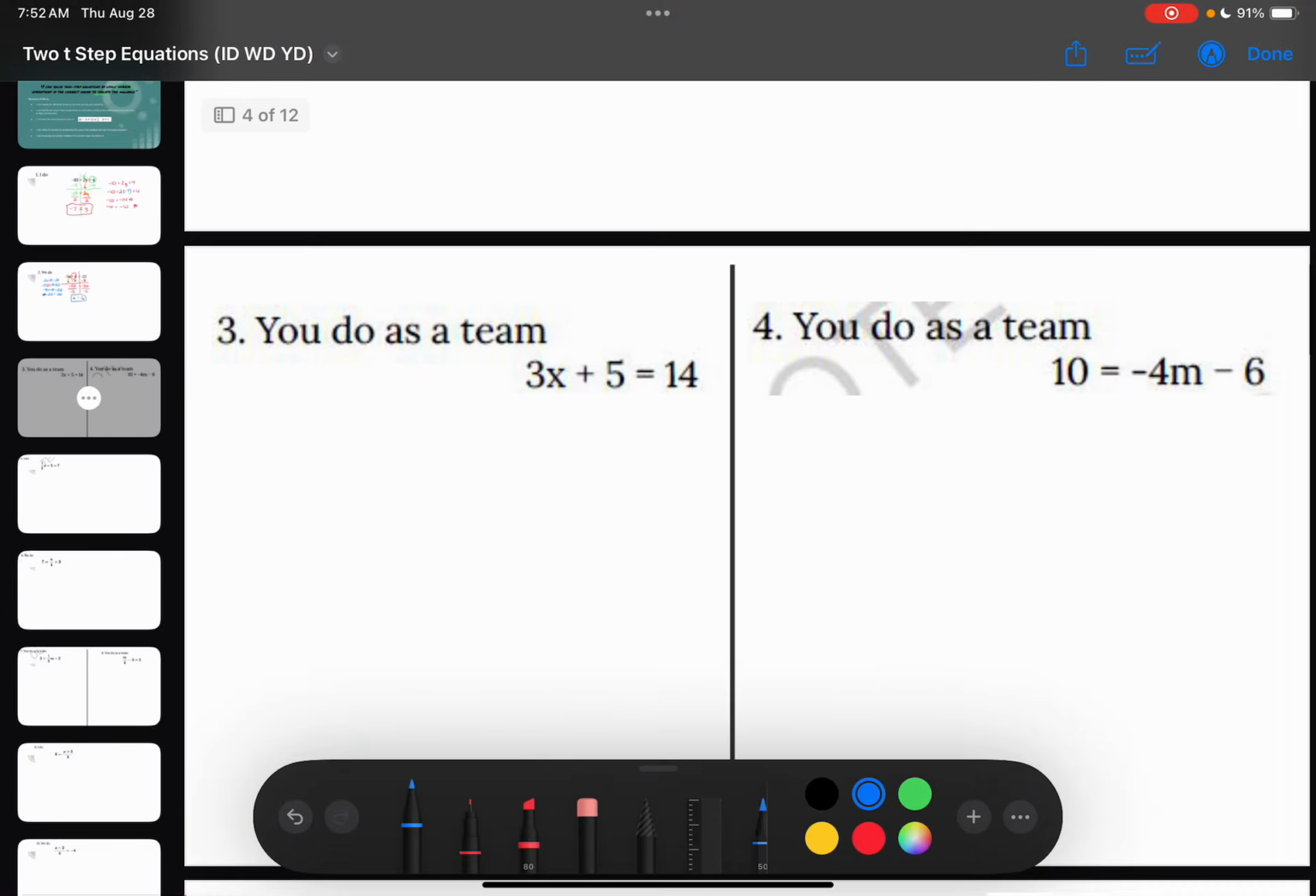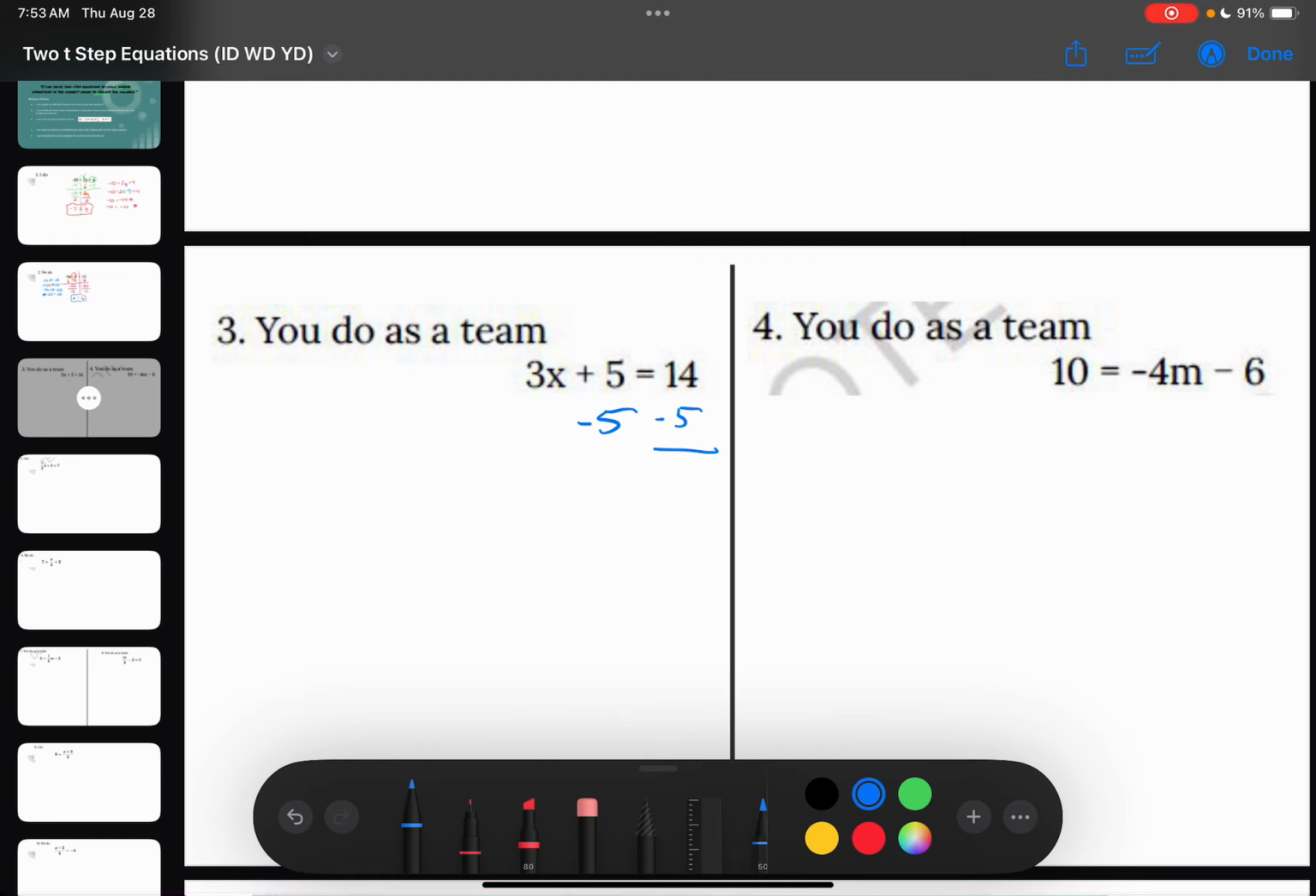All right, there are the two for you guys to do together. At this point, we can pause the video. Let you have a couple minutes to do that. So pause the video here. And we'll do this really quickly.